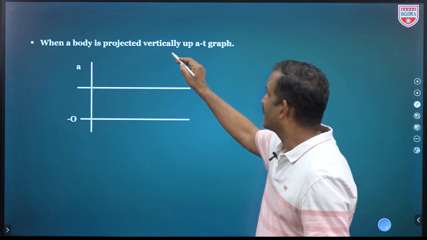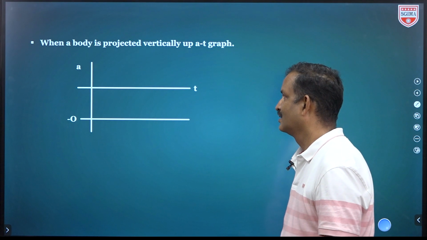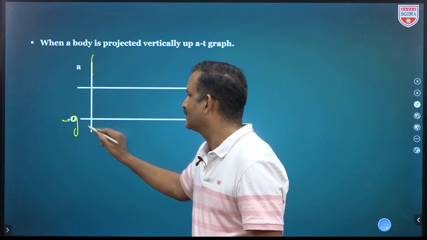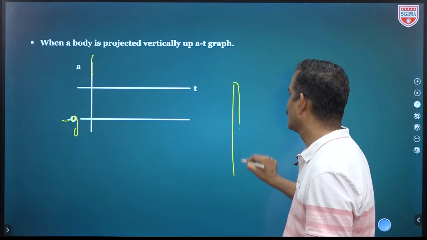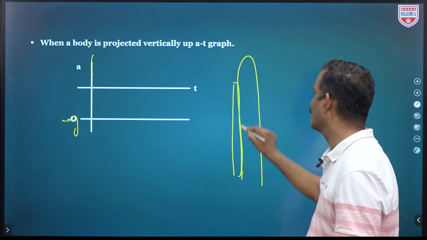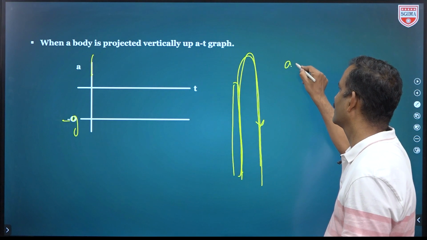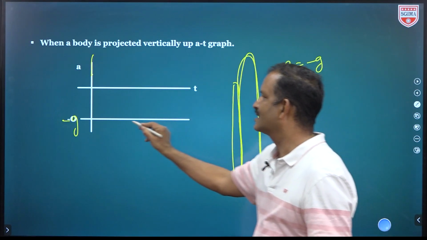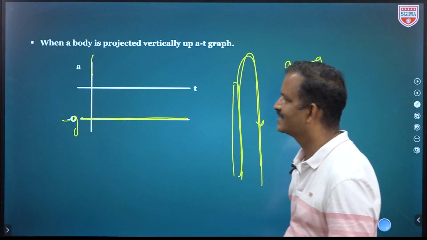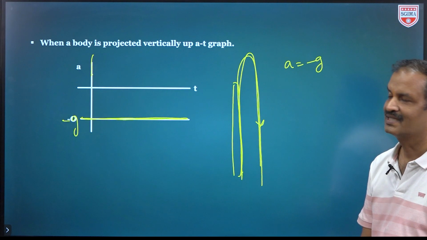If a body is projected vertically up, the acceleration time graph is, for vertically upward motion, minus g. Either the body is going upward or downward, gravitational force is downward, so you have to take acceleration as minus g. So, the acceleration time graph is in this way, you will get minus g.